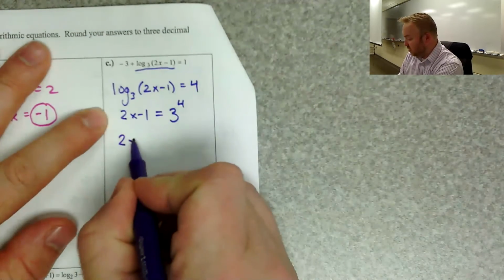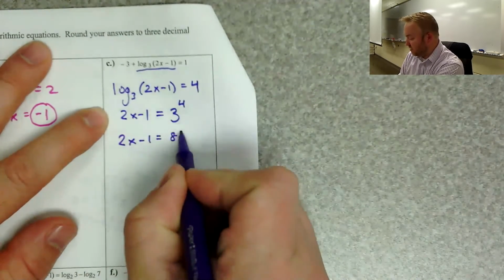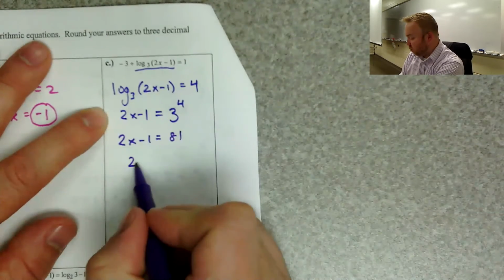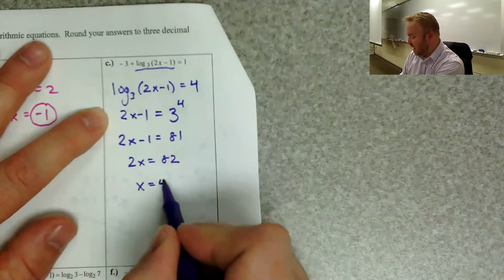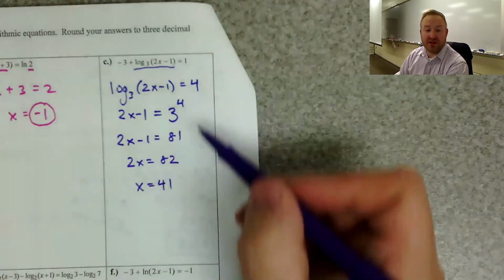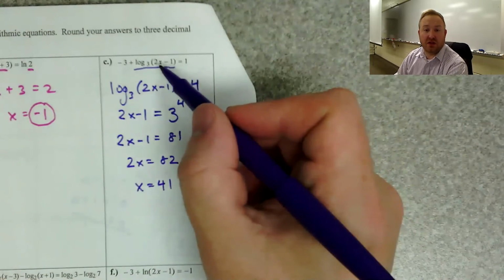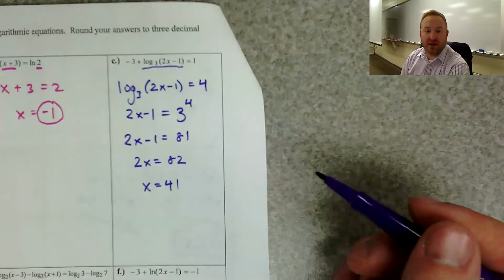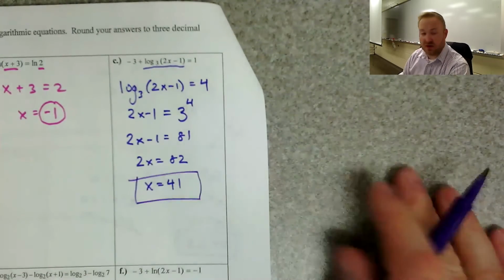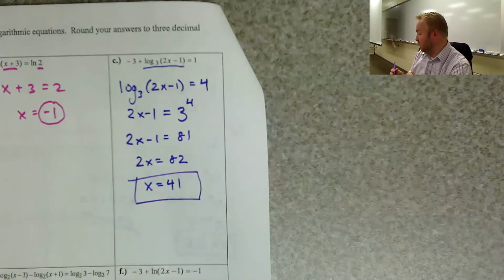So 3 to the 4th, hopefully we know by now that 3 to the 4th is 81. I'll add 1 to both sides, 2x equals 82. Divide by 2, and x is 41. If I substitute that into this original argument here, 2 times 41 minus 1 is definitely a positive number. So no extraneous solutions, 41 is my answer.